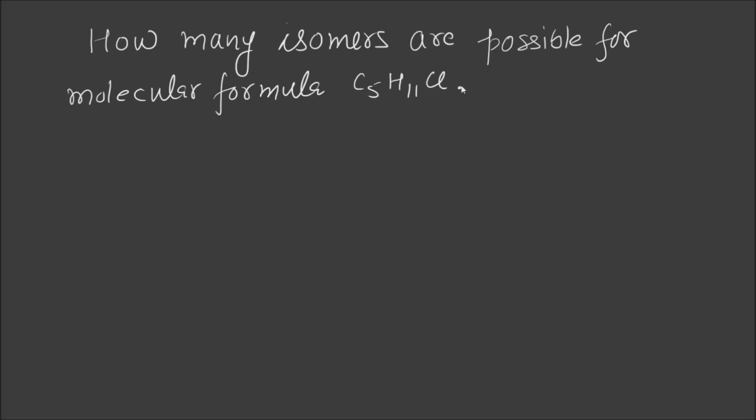Okay, so let's start our session with this question: how many isomers are possible for the molecular formula C5H11Cl? This is the formula C5H11Cl. So how do we calculate the isomers, or how many structural isomers for C5H11Cl are possible? Structural isomers. Okay, first of all, what we do: C5H11Cl is a monochloro-derivative of pentane, because if we remove chlorine and add hydrogen, then it is C5H12.